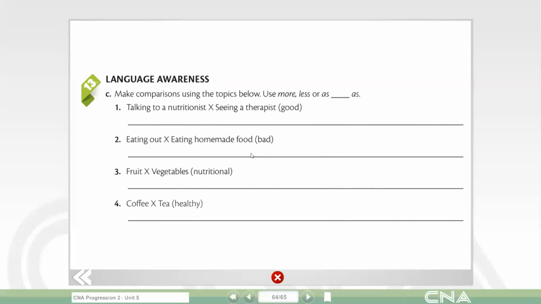Teacher, in the second sentence, can I say eating out is better, bad, than eating homemade food? No, if you're going to use better, wait, no, bad. No, here you need to use bad. So if you need to use bad, it needs to be worse. Okay, needs to be worse. Thank you. No problem.